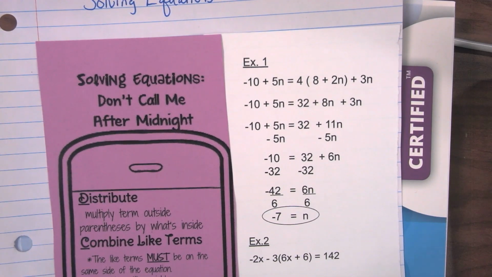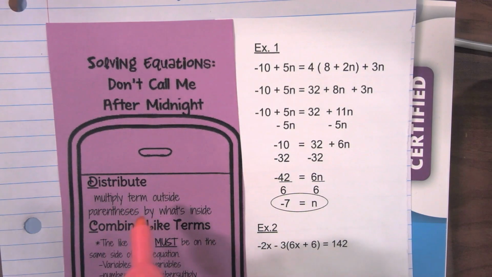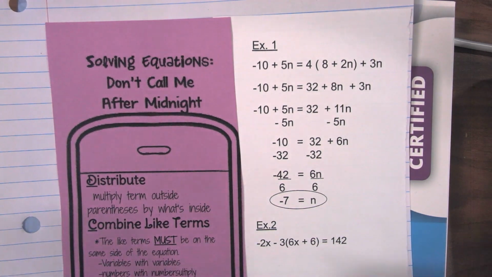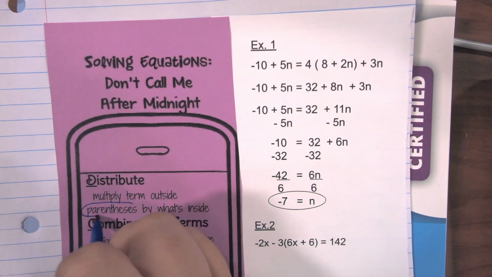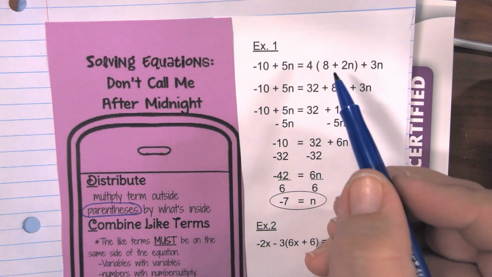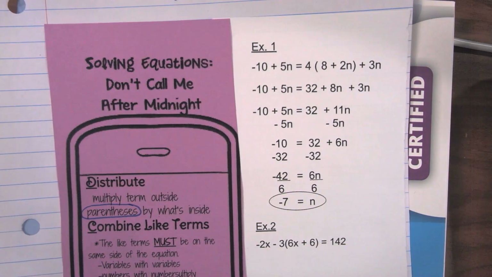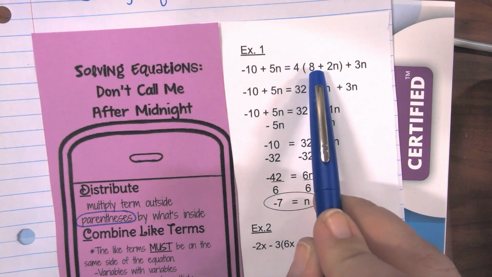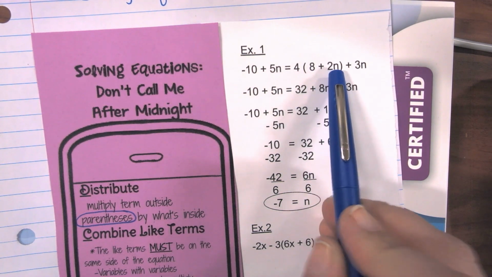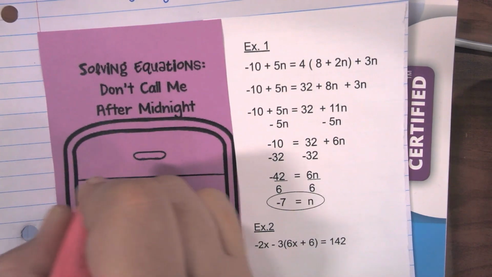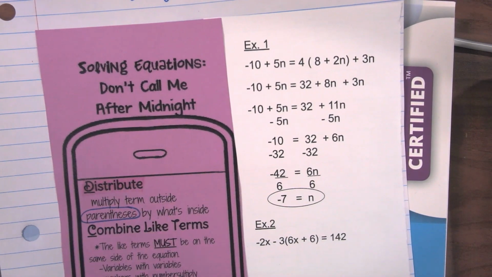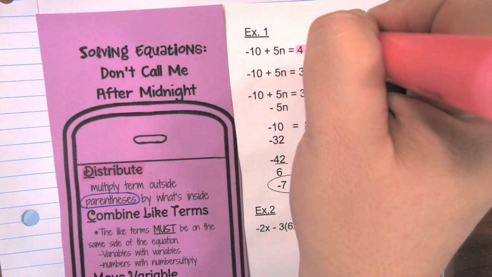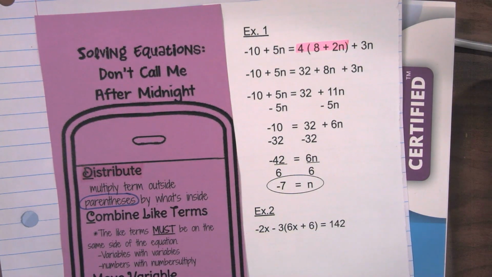So first we have distribute. Distribute says to multiply the term outside the parentheses by what's inside the parentheses. In order to have distribution, you have to have parentheses. So if I look in my problem, I have parentheses right here. The number outside the parentheses is the 4, and then inside the parentheses we have an 8 and a plus 2n. So I'm going to highlight the word distribute in pink here, and then I'm going to highlight the 4 and the 8 plus 2n in the same color.